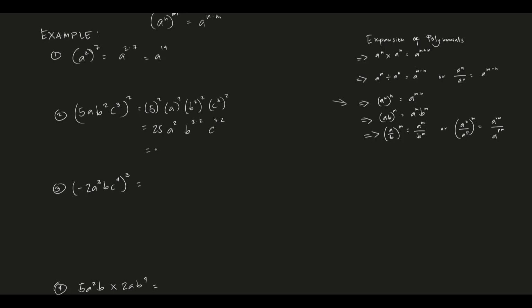So let's simplify. The result is 25. We copy this. Then b raised to the 2 times 2 is equal to b raised to the 4. And c raised to the 3 times 2 is c raised to the 6.